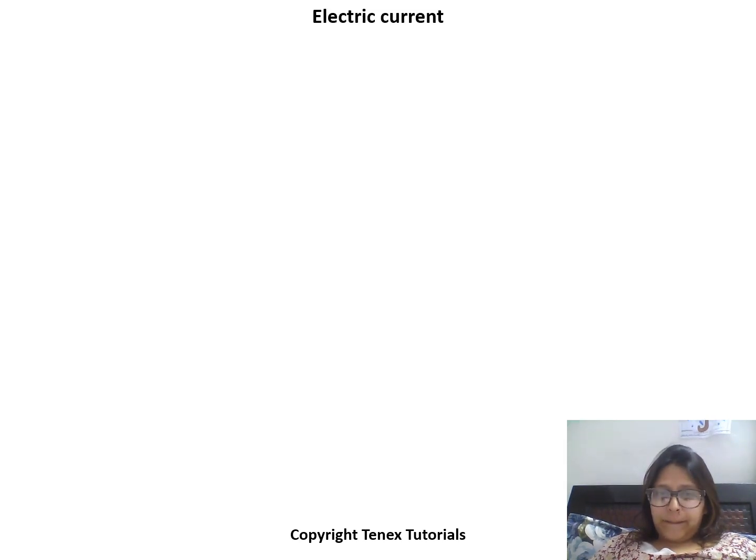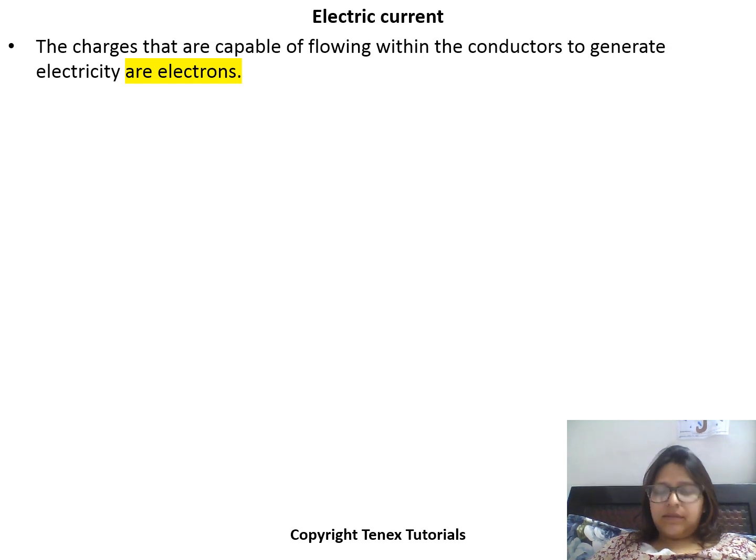A very important part of electricity is electrical current. So, what is electrical current? That is something we are going to study in this slide. We understand that charges are capable of flowing within conductors. Conductors are all those materials which allow the flow of charges through them, and these charges flow in the form of electrons within the materials. This is exactly what is given in the first line.